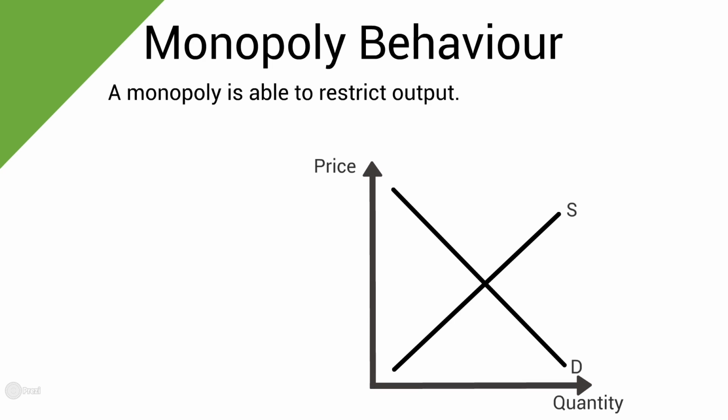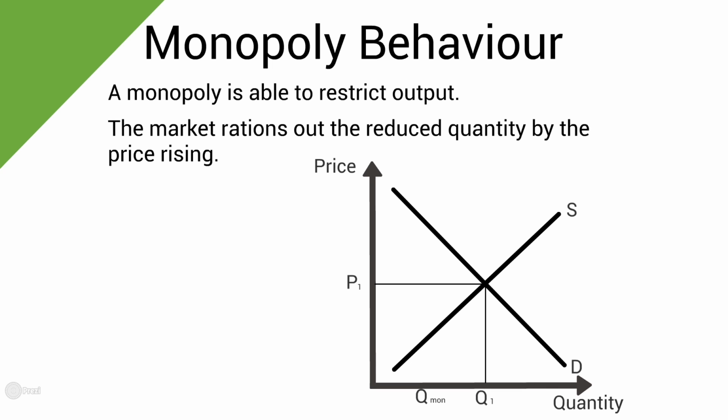So here we have a supply and demand diagram. If the market was operating in perfect competition, the equilibrium would be at the point where supply intercepts demand. This would lead to a level of output of Q1 and a price level of P1. But a monopoly is able to restrict output. Let's suppose that our monopoly reduced output from Q1 to Q monopoly.